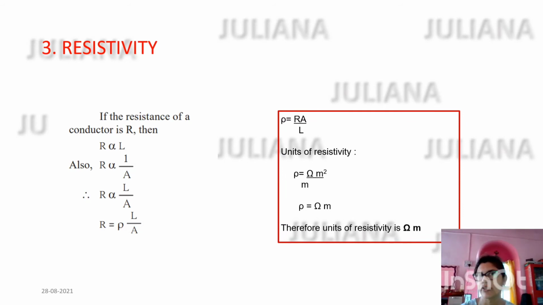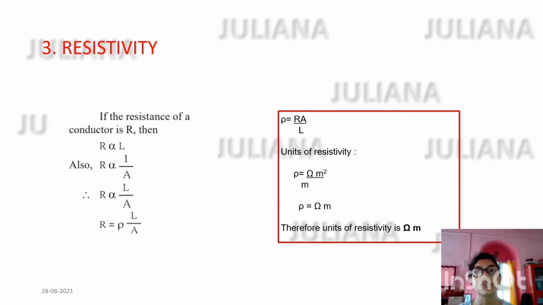Copper will have a different resistivity than gold or silver or aluminium. Also, depending on the thickness, a thicker copper wire will have lesser resistance compared to a thinner copper wire. A longer copper wire will have more resistance compared to a shorter wire. So resistivity differs from metal to metal, and also according to length and the area of cross section.